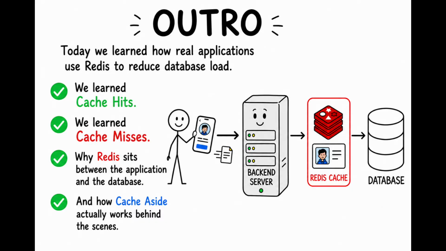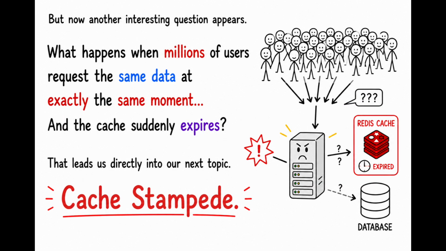Outro. Today we learned how real applications use Redis to reduce database load. We learned cache hits, cache misses, why Redis sits between the application and the database, and how cache aside actually works behind the scenes. But now another interesting question appears.